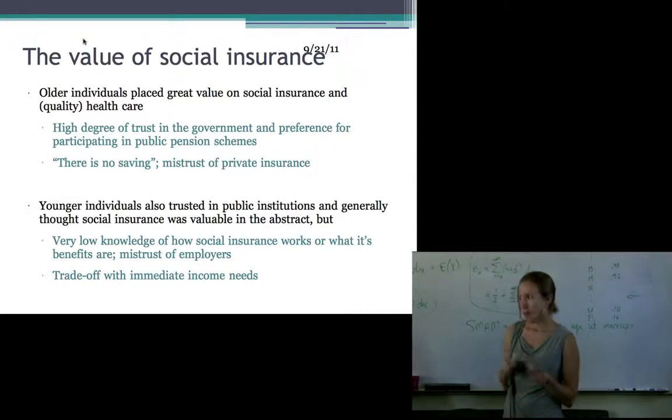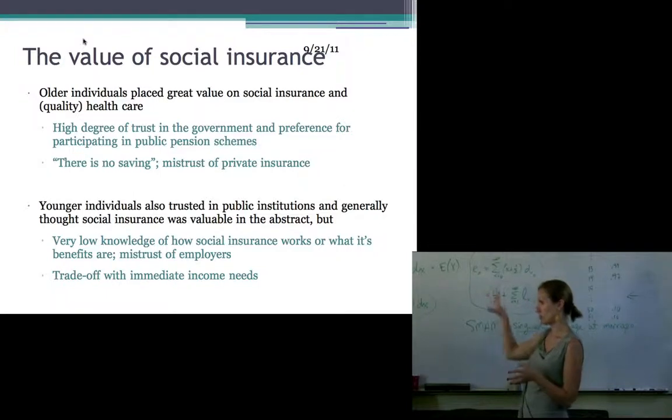Young people also trusted the government quite a lot. They think that these are good things to have, contributing to public institutions or social insurance is good. But on the other hand, there was very low knowledge of how social insurance works. A lot of people didn't trust their employers to be contributing. They could trust the public sector, the government, to be holding their money. They don't necessarily trust their employers to be sending that money, or to be sending the amount of money that they should.